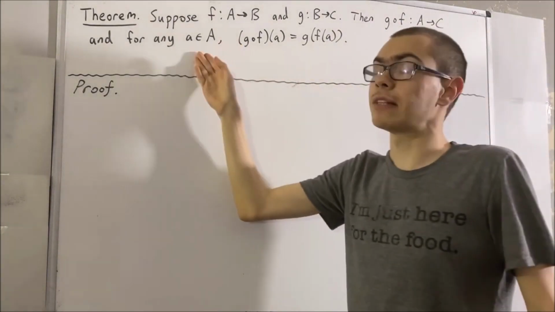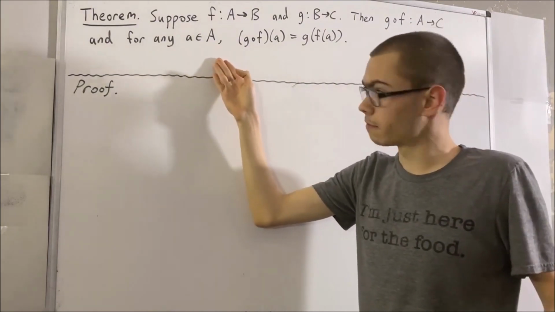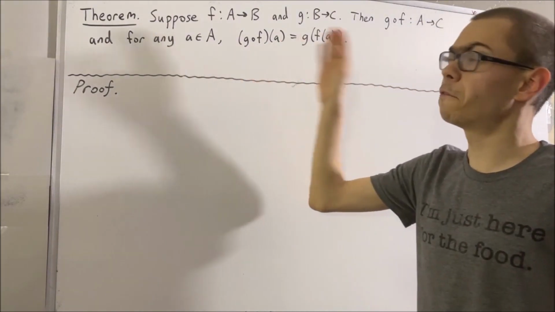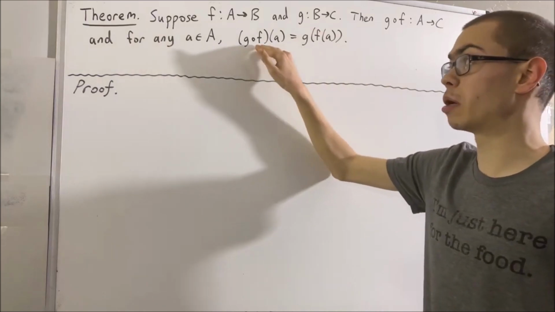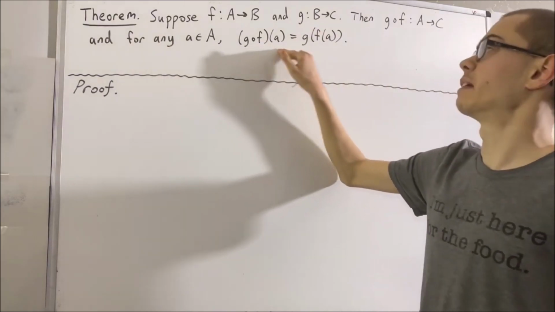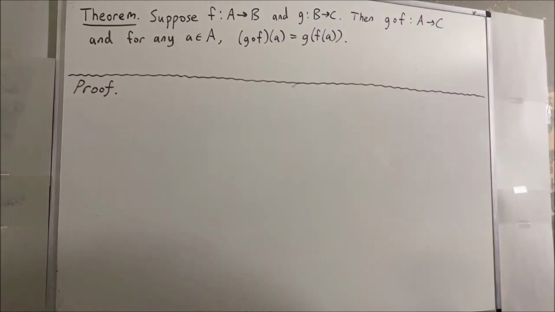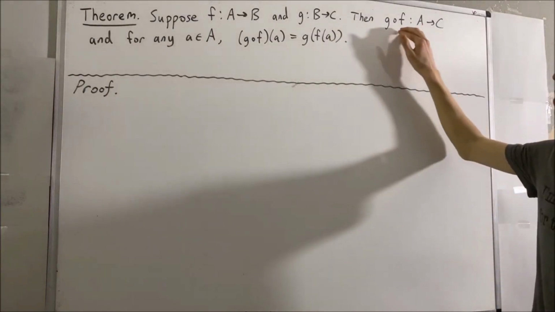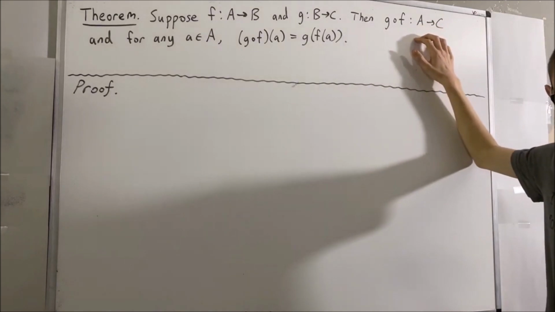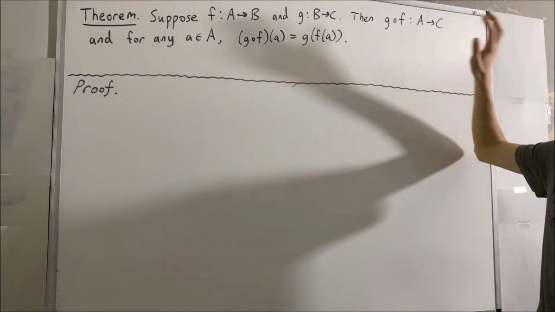And for any element a in the set A, we have that the functional value of g compose f at a is equal to g of f of a. So, we're first going to prove that g compose f is a function from A to C. Okay, so then what does this mean?